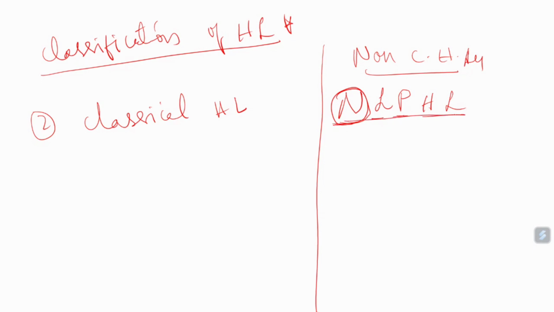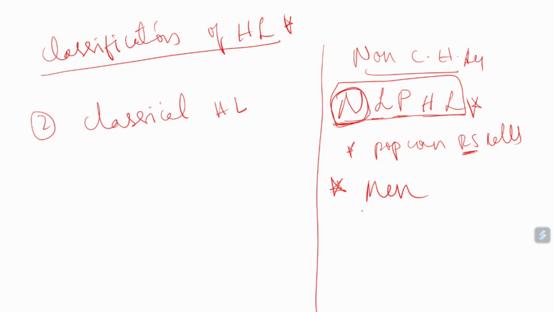This non-classical type of lymphoma is mainly characterized by popcorn cells. That you have to remember: popcorn Reed-Sternberg cells, simply called RS cells. Popcorn-type RS cells are the main characteristic feature of non-classical, or nodular lymphocyte predominant, Hodgkin's lymphoma, NLPHL in short. This non-classical type of lymphoma is very common in men.